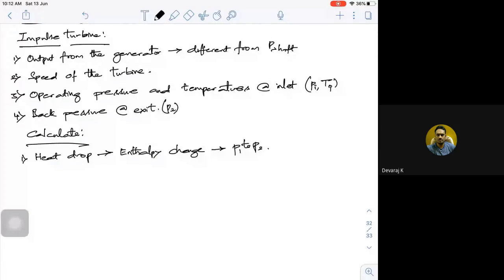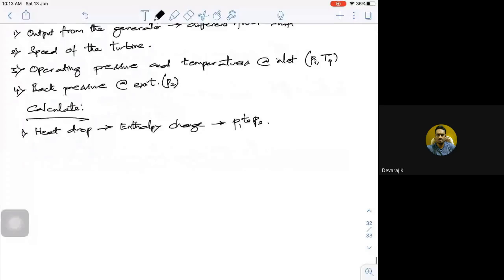If I know my P1 and my P2, I can directly get it from the corresponding steam tables, or it depends, if I know P1 and T1, that is your steam inlet pressure, steam inlet temperature, and steam exit pressure. The temperature doesn't have that much importance at the exit, but at the inlet it plays a lot of importance, because that will give rise to what is called the reheat factor. Already we have seen. Okay. Once we have this, there are certain things we need to look at. This is the heat drop, which may be ideal, isentropic.